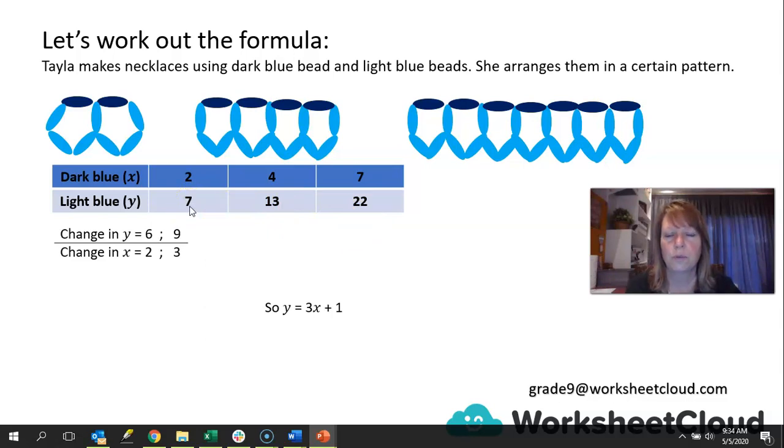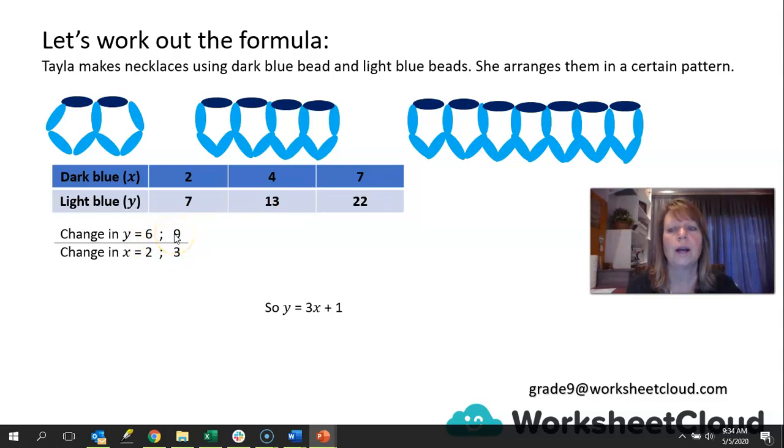So what did we do to get from 7 to 13? We added on 6. Remember, if this number decreases, then that would be a minus 6. From 13 to 22, we added on 9. Again, if it had gone down, we would write minus 9. But in both cases, they've gone up. We've added on, so they are positive 6 and positive 9.